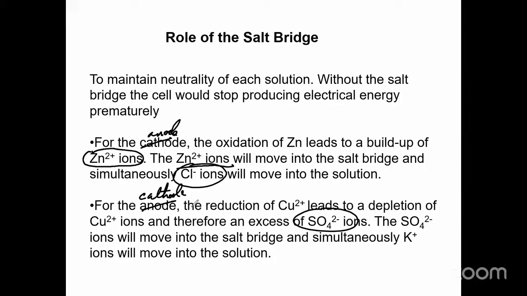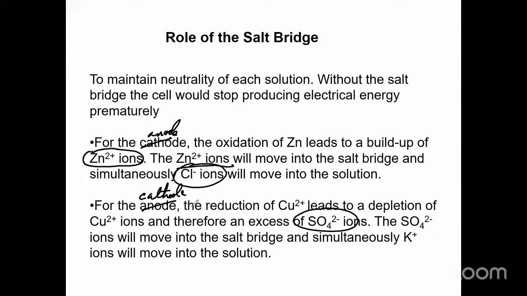If you did not have the salt bridge, then basically the flow of current will stop prematurely, right? You want it to continue for as long as possible, and therefore that's the reason for the salt bridge. And by the way, the makeup of the salt bridge is basically agar gel, which is soaked in potassium chloride, all right? That's the makeup of it. So that's the role of the salt bridge. Without the salt bridge, basically, the electric current will stop short prematurely.